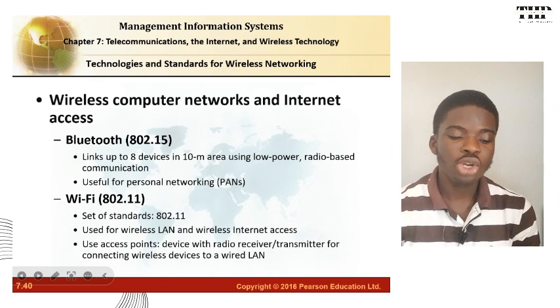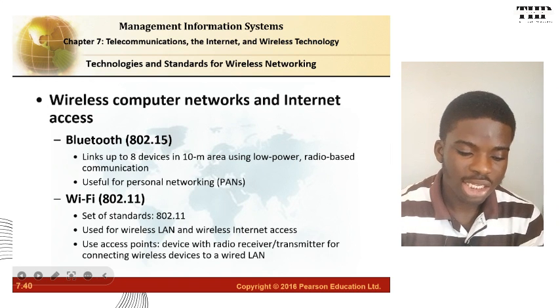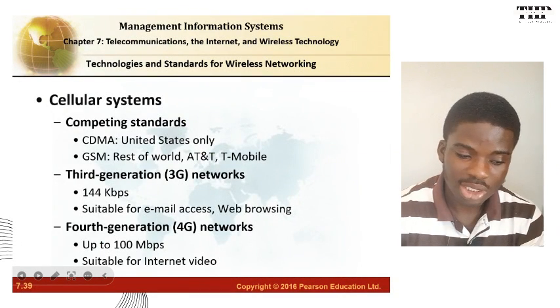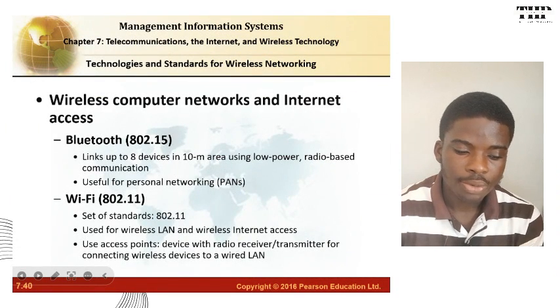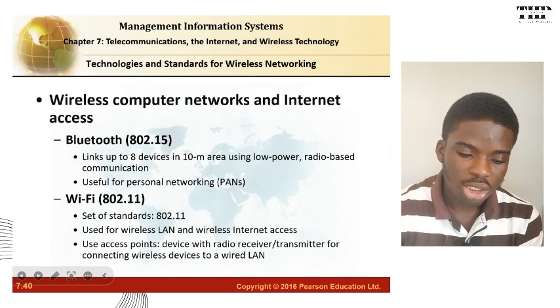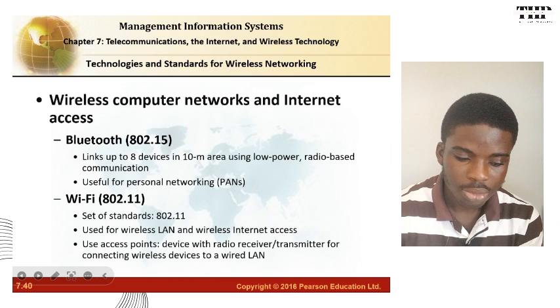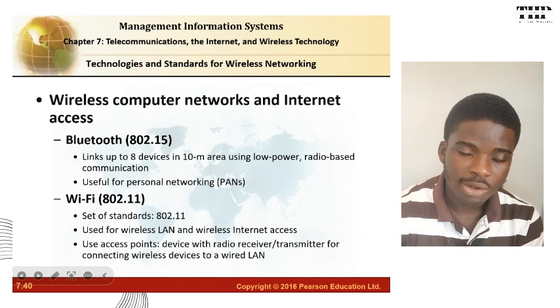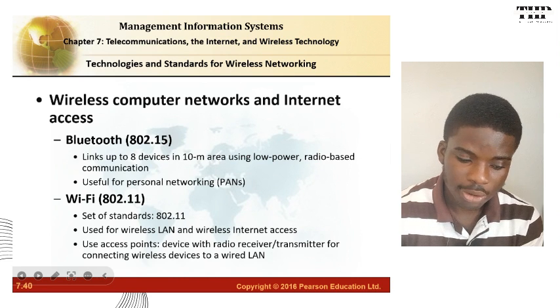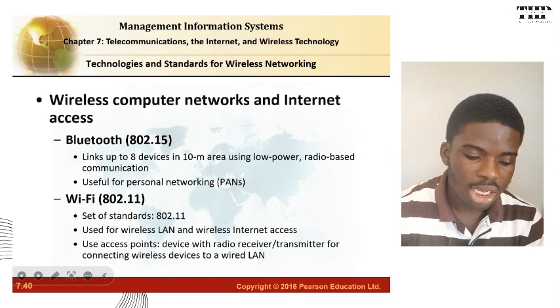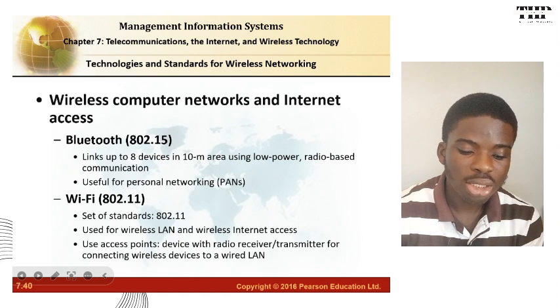Now another technology is what? Wireless computer networks and internet access. So the first was what? Cellular systems. These things that we spoke of were under the cellular systems. So, wireless computer networks and internet access. We have Bluetooth, 802.15. It links up to 8 devices in a 10-meter area using low power radio based communication, right? And it's useful for personal networking, PANs.